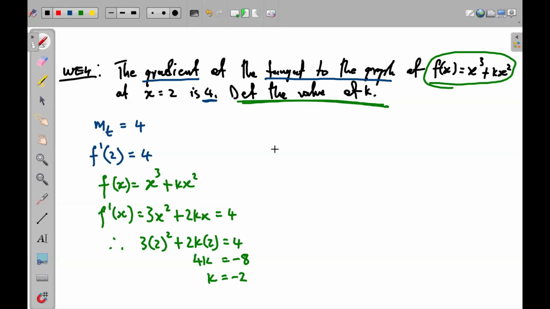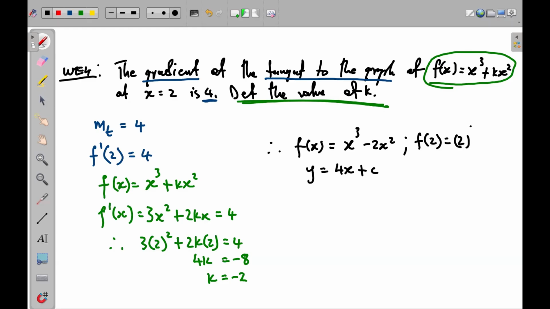What does that tell us? Well, we have answered the question, by the way. They didn't say now find the equation. But it tells us that our equation is x cubed minus 2x squared. That's what it means. All right. And I want us to verify this working, just for fun. So if I find the equation of the tangent, it is going to be 4x plus c. To find that c, I need the point of tangency, and I can do that by substituting 2 into this equation now that I know what k is.